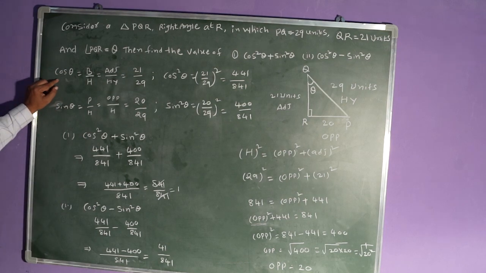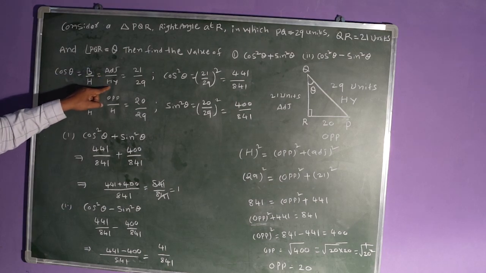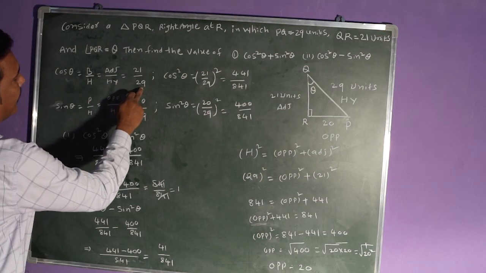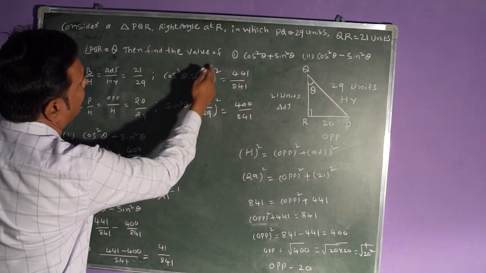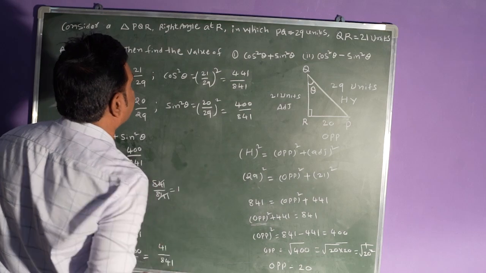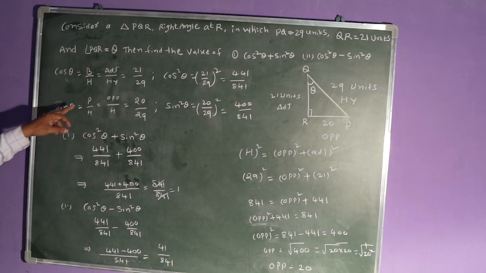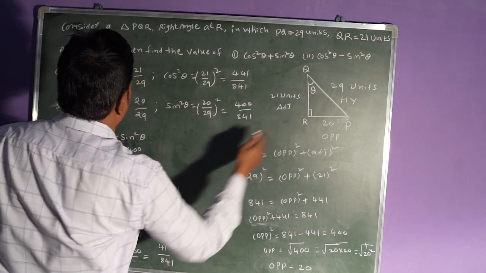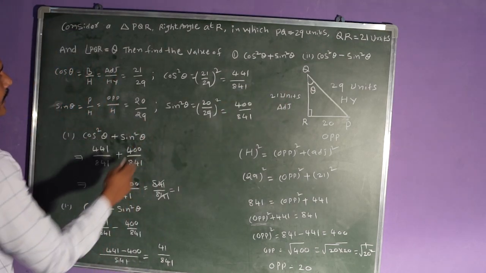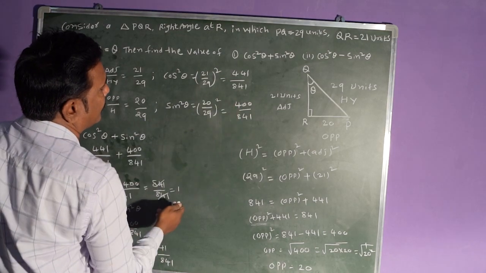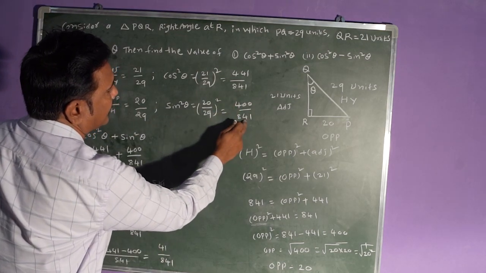Then find the cos theta value. Cos theta is equal to b by h, base by hypotenuse. Base means adjacent by hypotenuse. Adjacent is 21 units, hypotenuse is 29 units. Then cos square theta is equal to 21 whole square, which is 21 into 21, 441, over 29 whole square, 29 into 29, 841. And next sin theta is equal to p by h, p means opposite by hypotenuse. Opposite is 20 units by hypotenuse 29 units. Then sin square theta is equal to 20 by 29 whole square. 20 square is 20 into 20, 400, and 29 whole square is 841.